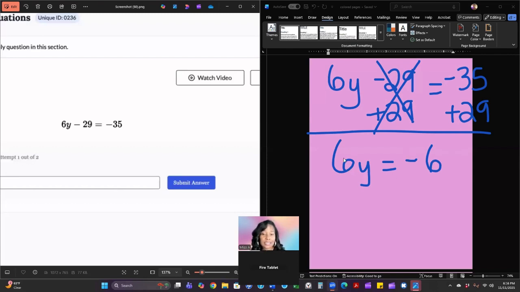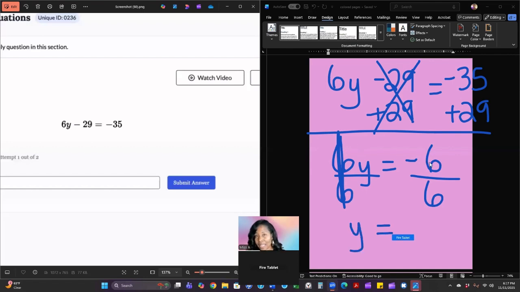What this means is 6 times what number equals negative 6? Well, since our variable of y is being multiplied by 6, we're going to do the opposite of multiplying by 6, which is to divide by 6. And because these are equations, we've got to make things balanced. So whatever we do to one side of the equation, we have to do to the other. So I'm going to divide by 6 on this left side, and I'm going to divide by 6 on the right side. 6 divided by 6 is just 1, and 1 times y gives me y.